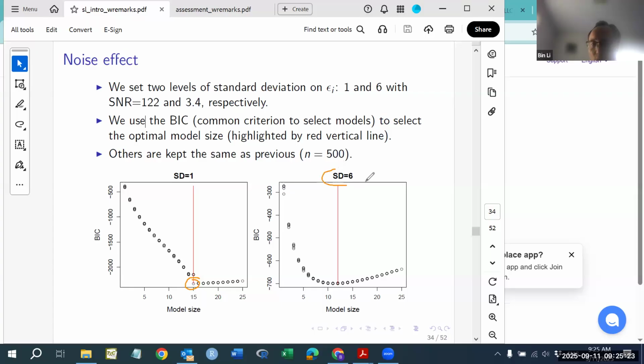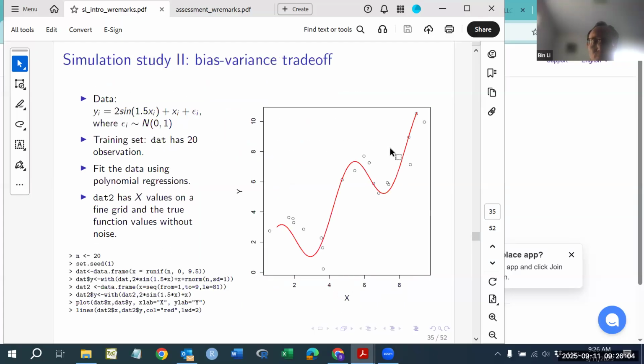But when the signal noise ratio is low, we have high noise in the data set. So you can see the optimal one is 12, which is not 15. Okay, so this also tells you the noise effect. What is the optimal model? It depends on the quality of the data. If we have high quality, the optimal model may be exactly the same as the true model. But when the data quality is low, it's away from the true model. So it really depends. The optimal model is not the true model. Okay, it depends on many factors.